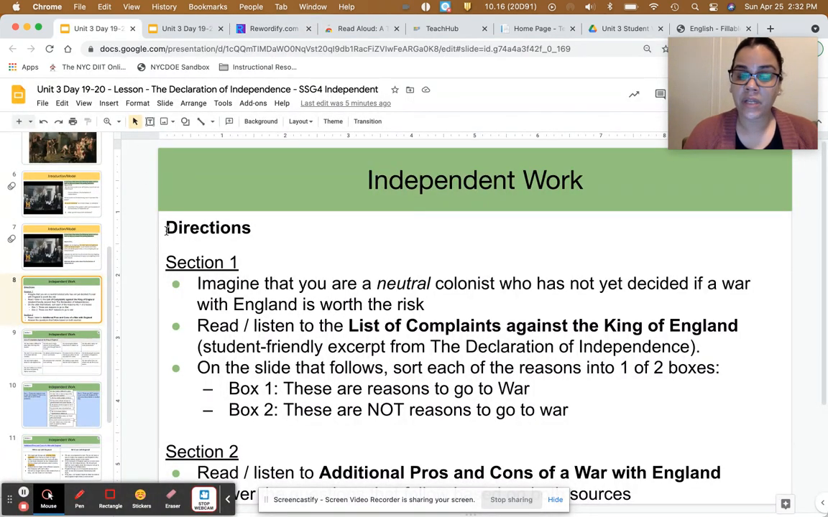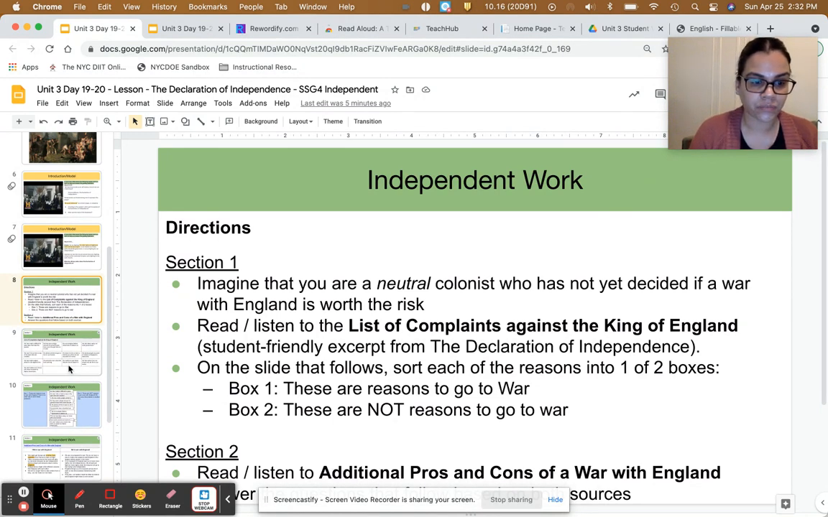So for today's activity, we're going to pretend that we are undecided. We are neutral colonists who don't know if it's a good idea to go to war with England or we should not go to war with England. We should try one more time to maybe have some kind of communication with the king. Maybe he will let us have a bigger say in the laws that we have to follow here in the 13 colonies. Maybe he'll let us have a say in how the tax money is used so that he's not keeping all of it and using it in England for whatever he wants.